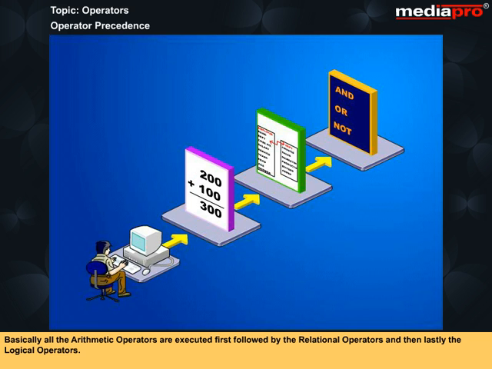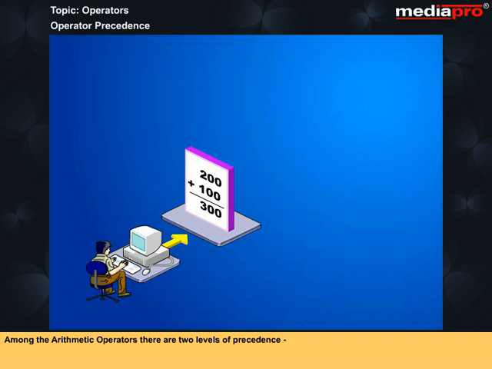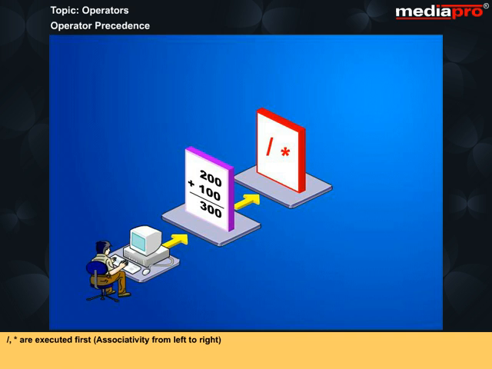Basically, all the arithmetic operators are executed first, followed by the relational operators, and then lastly the logical operators. That means that the arithmetic operators have the highest precedence, followed by relational operators, and then by logical operators. Among the arithmetic operators, there are two levels of precedence. * and / are executed first, associativity from left to right. + and - are executed next, associativity from left to right.